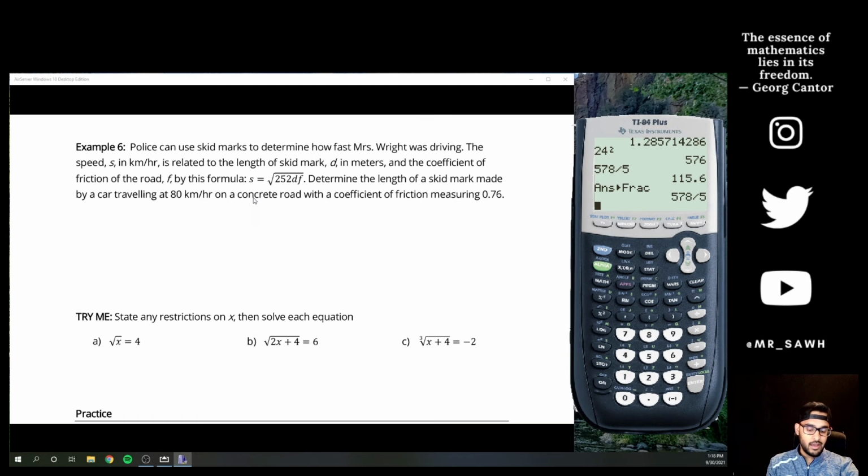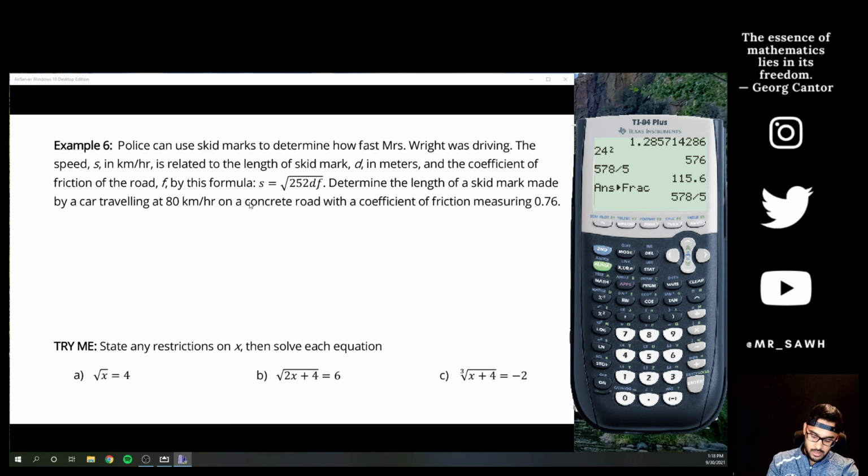We're going to take everything we have and put it into our formula and see where that gets us. So our formula is S equals the square root of 252 times distance times friction. So I know the speed is 80. So there's my square root. 252 is just a number. Multiply it by the distance, which is the length of the skid mark, which I don't know, so I'm going to leave it as D. And F is the coefficient of friction, 0.76. Okay, so there's everything I know.